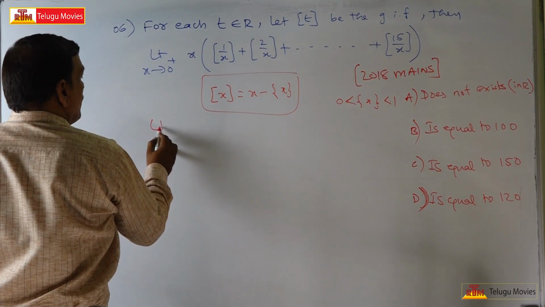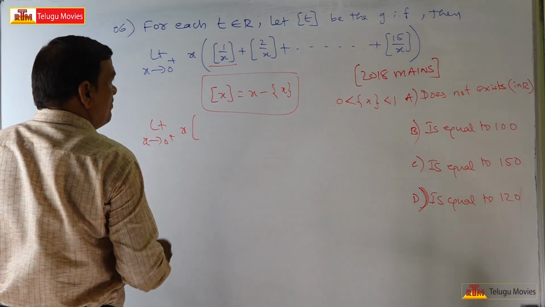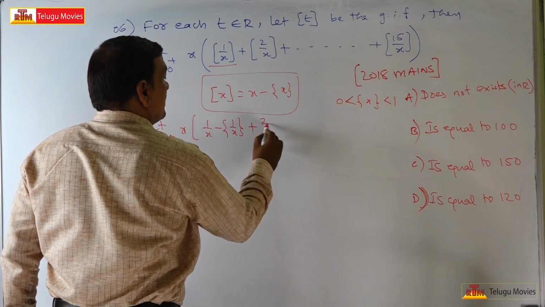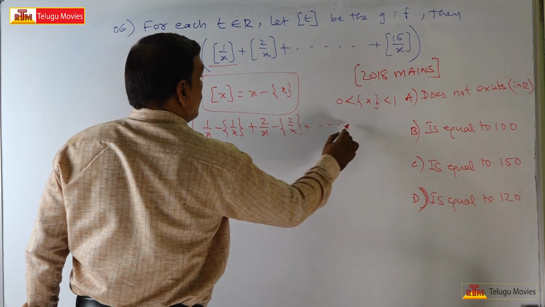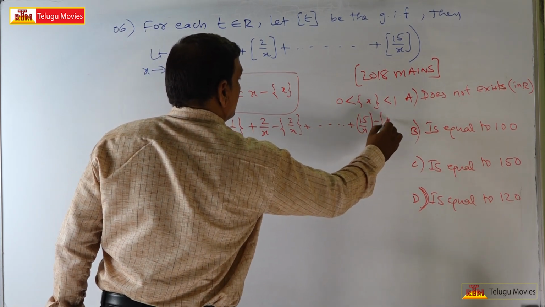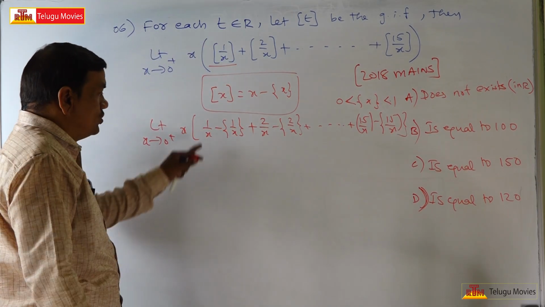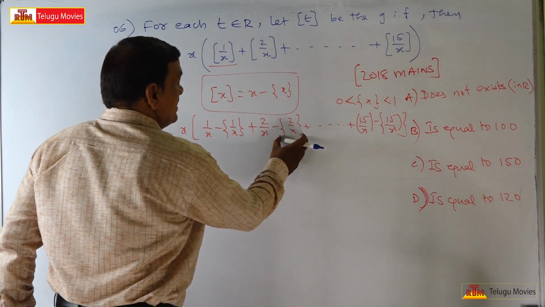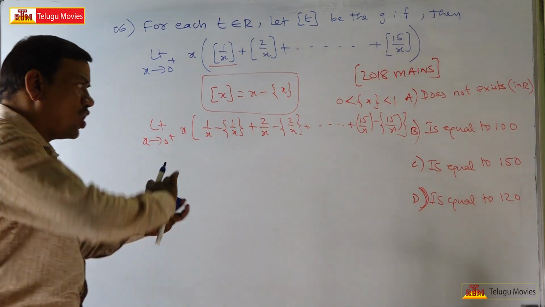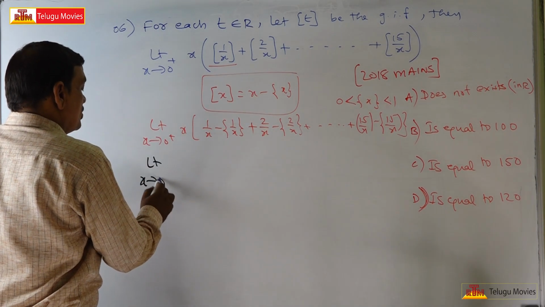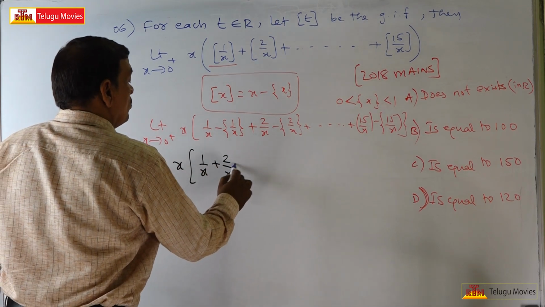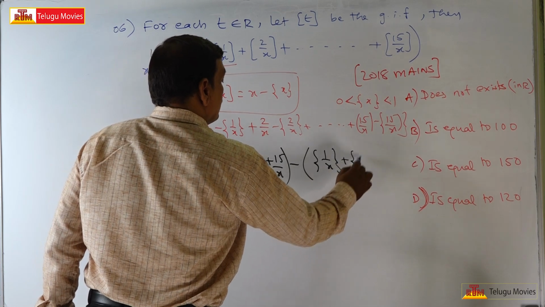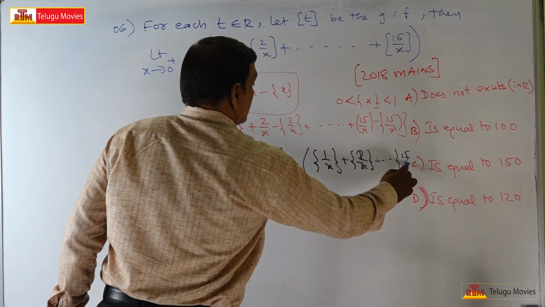Now coming to the given problem, limit x tends to 0 plus x into, this can be written as 1 by x minus fractional part of 1 by x, plus step of 2 by x can be written as 2 by x minus fractional part of 2 by x, plus so on, 15 by x minus fractional part of 15 by x. Now write 1 by x plus 2 by x plus up to 15 by x all together at one place, and the fractional parts together at one place. So this becomes limit x tends to 0 plus x into, 1 by x plus 2 by x plus so on 15 by x, minus the fractional part of 1 by x plus fractional part of 2 by x plus so on, up to the fractional part of 15 by x.